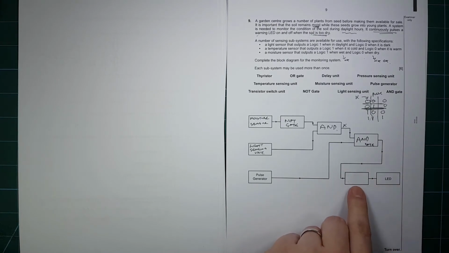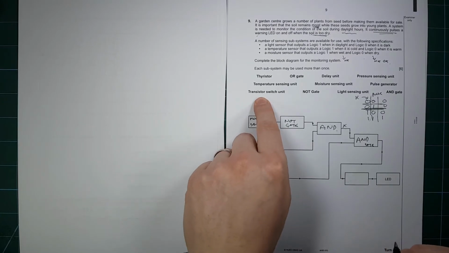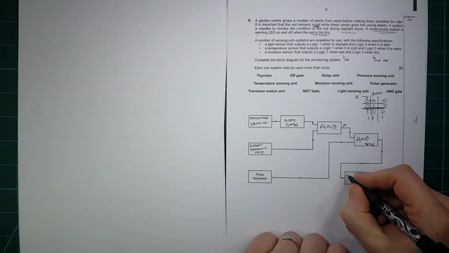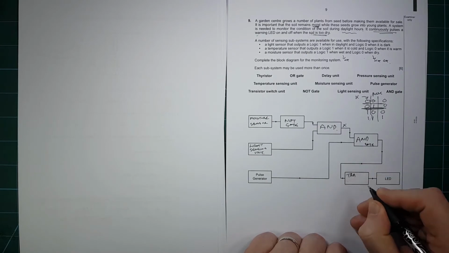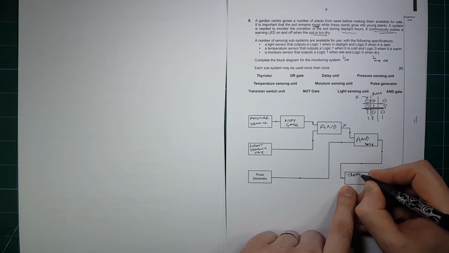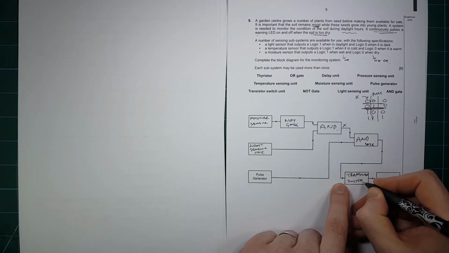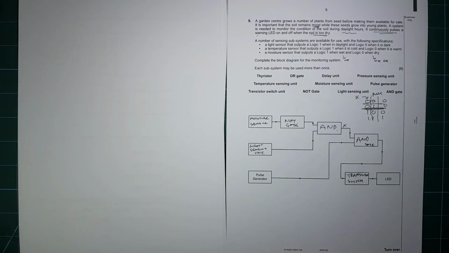And then the last thing that we want here, before the LED, maybe a transistor switch unit. Always a good bet to put a power amplifier in before the final output. And that gives us the answer.